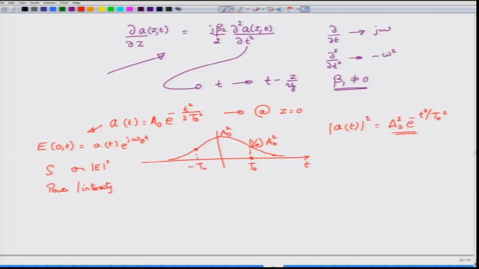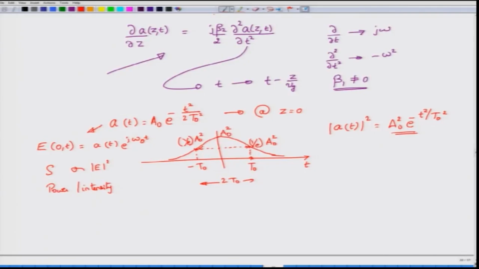So, again at minus T0 you would also have 1 by e times A0 square, and if you are not too fussy about defining the width of the pulse, you can consider this distance itself as the pulse width. So, you can consider this as the pulse width, which is about 2 times T naught. Okay.